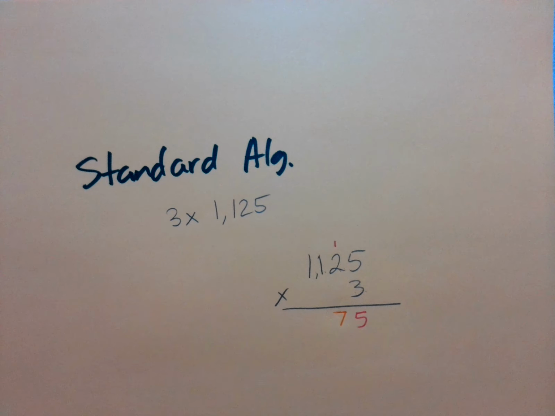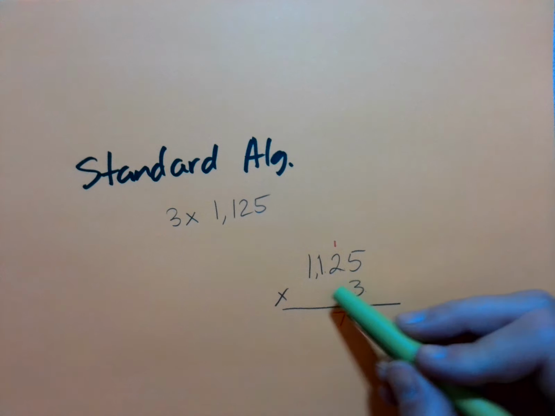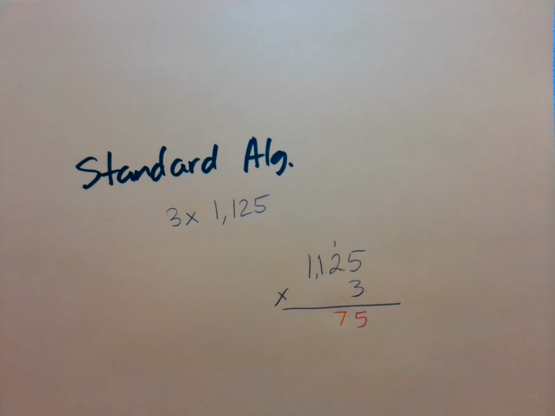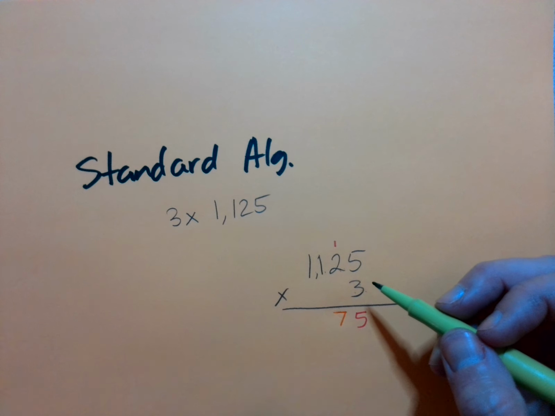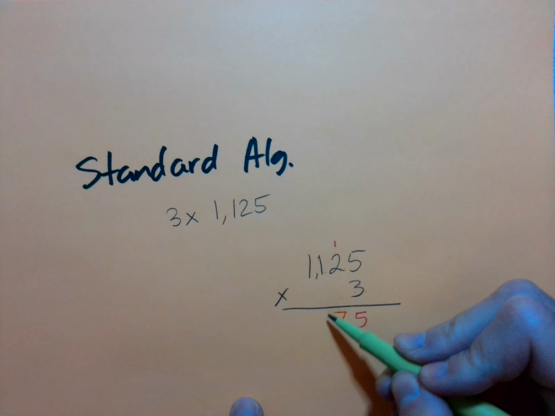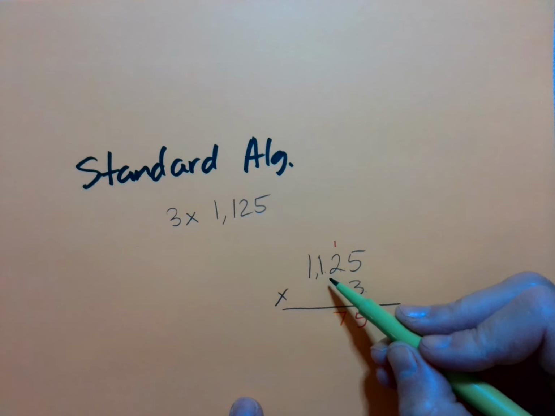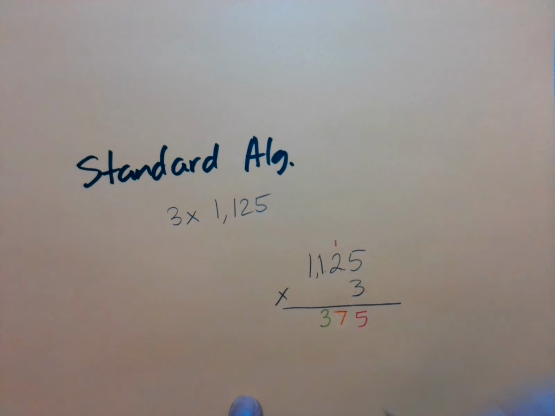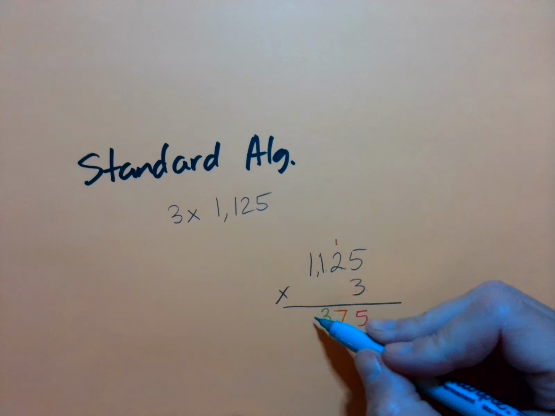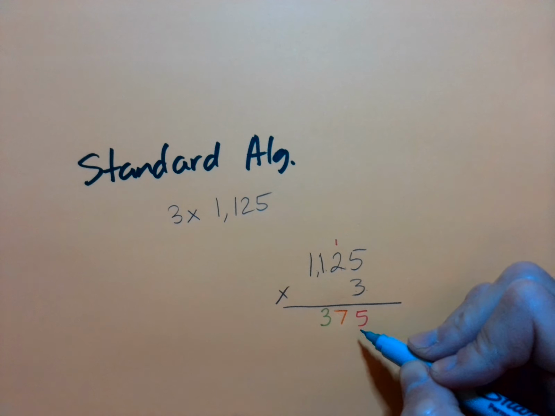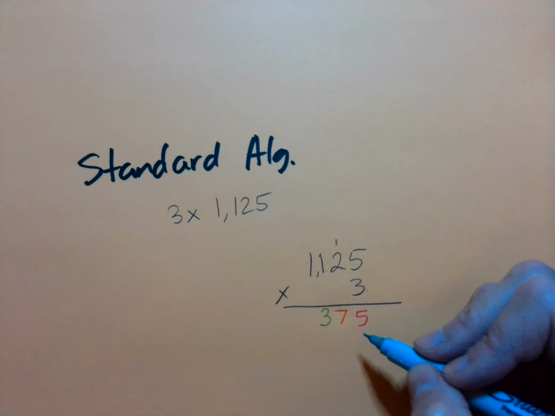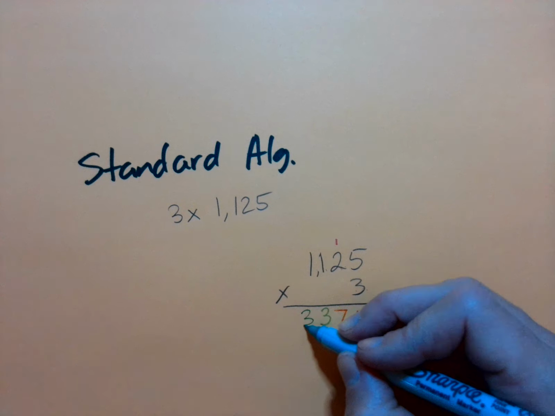So now we are going to multiply the 3 times the 1. Now technically it's a 100, but we don't have to use those zeros for the 100 because look, we're already in the hundreds place. So 3 times 1 is 3. And then our last thing to multiply is that 3 times the 1,000. Again, look, we're already in the thousands place, so we don't even need the 0 placeholders. So 3 times 1 is 3.